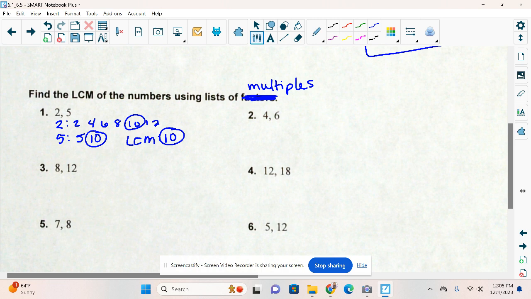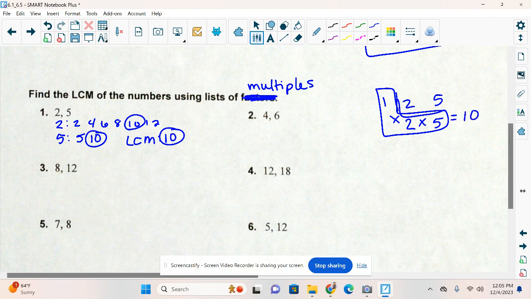So if I came over here and I did 2 and 5 and I want to do the slide, nothing goes into 2 and 5. The only thing that goes in there is 1, and 2 divided by 1 is 2, and 5 divided by 1 is 5. When you multiply those numbers together, you still get 10.